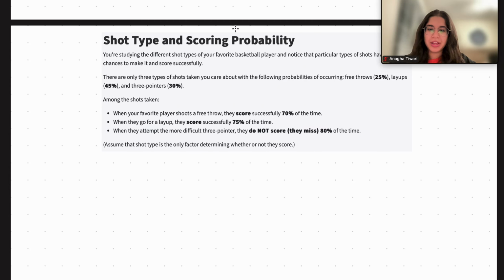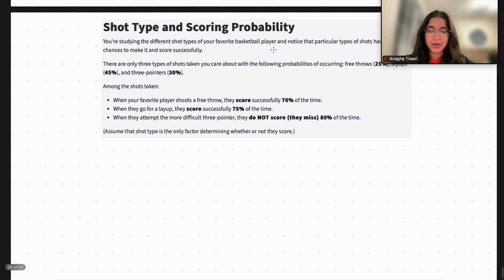We're going to be doing a question on Bayes theorem, looking specifically at shot types and scoring. So let's go ahead and get started.